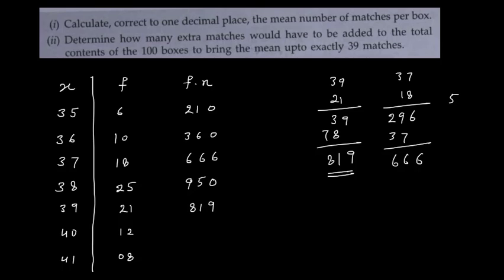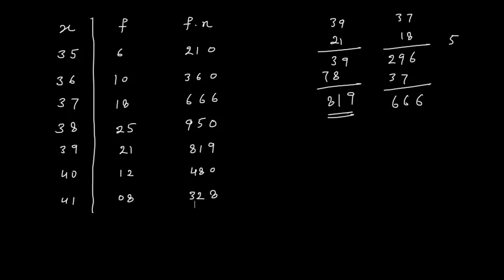Now 40 into 12. So 12 4s are 48. So you write 48 and 0. And here 41 into 8. So 8 1s are 8. And 8 4s are 32. So 328. So this is the summation of f into x.